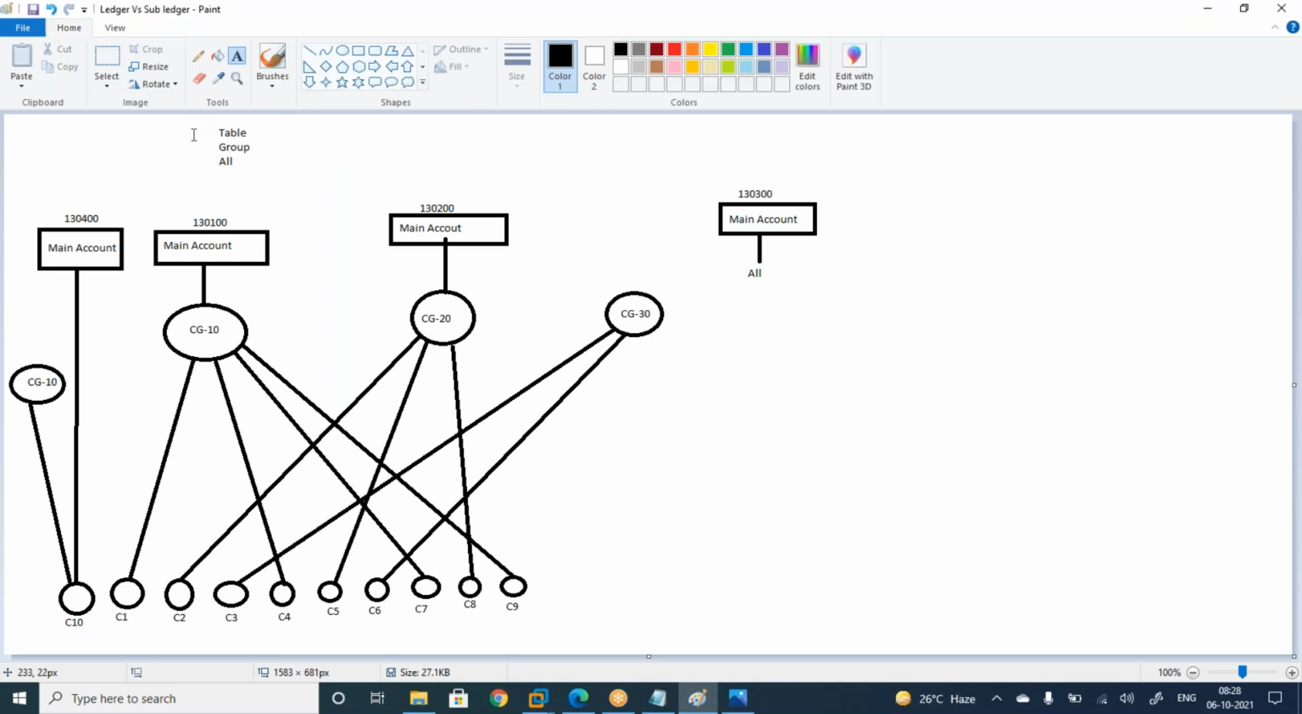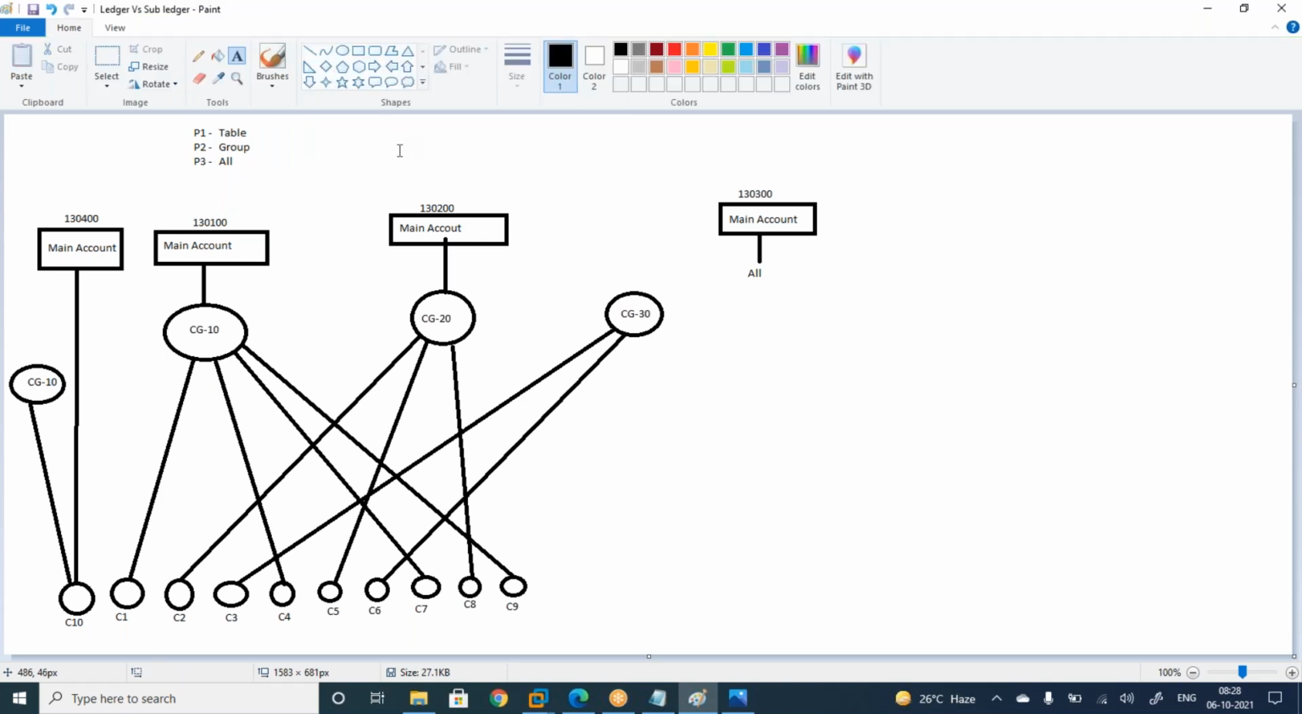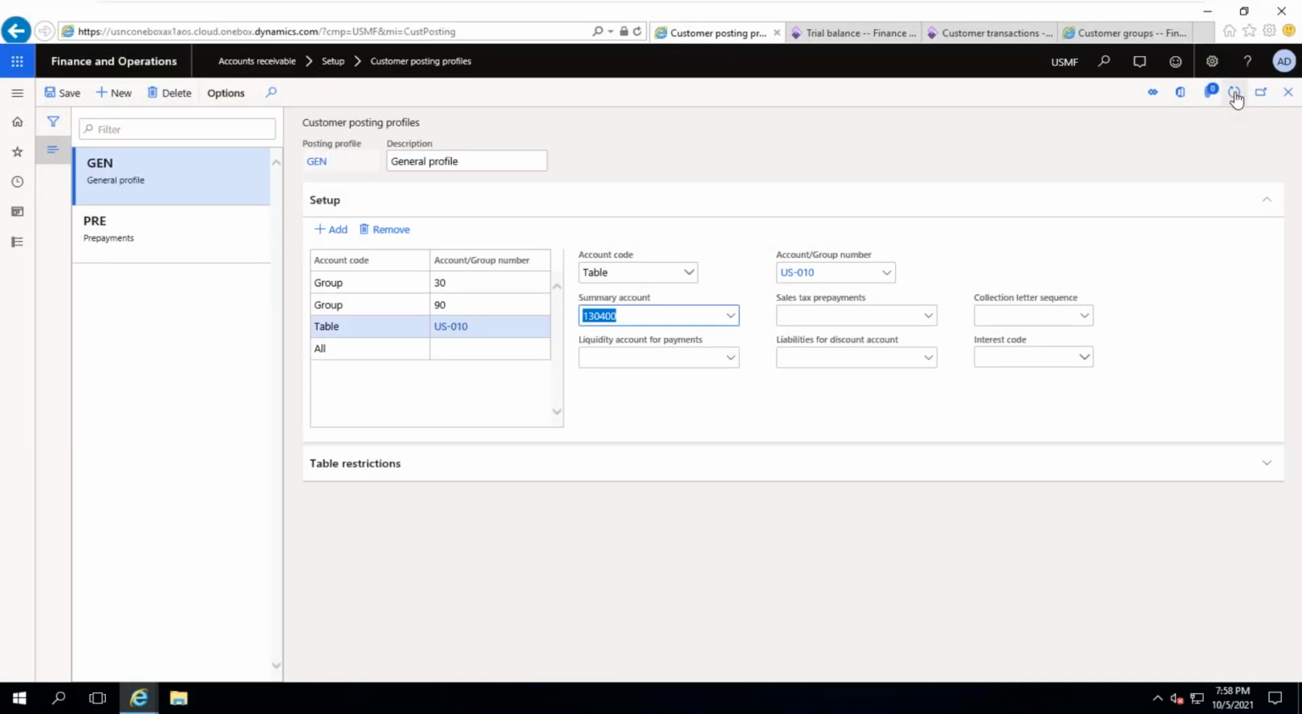So this is priority 1, table level; group is priority 2; all is priority 3. This code was written by Microsoft internally. You need not worry. So first the system will verify table level mapping. If table level mapping is there, it will post to this account. The system will not look for group at all.